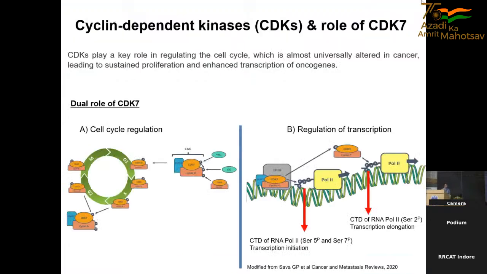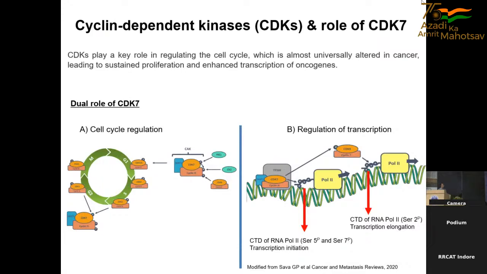So as we know, the CDKs play a key role in regulating the cell cycle, which is almost universally altered in all types of cancer, and it has a dual role. So CDK7, on one side, as a part of the cyclin H and MAT1 complex, phosphorylates the various CDKs of the cell cycle checkpoint, CDK2, 4, 6, so that the cell cycle progresses from one stage to another stage.